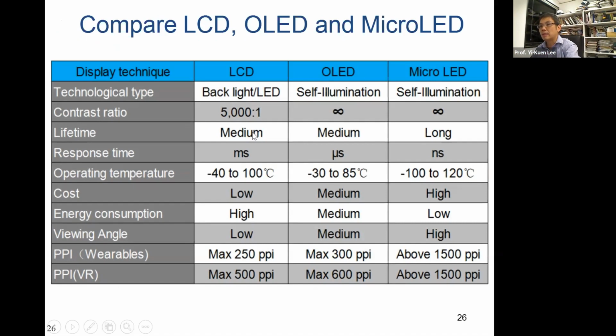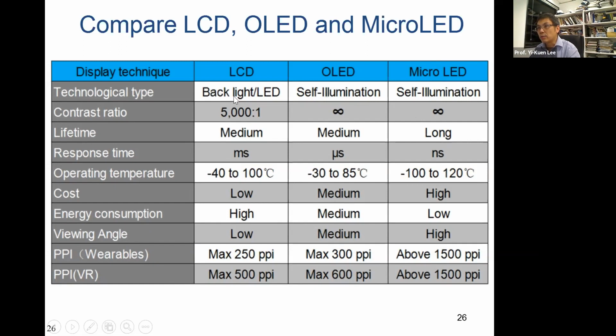So that's why many smartphone companies like Apple, in the iPhone 10, actually use OLED, self illumination. In this case, power consumption will be medium, and the contrast is good. You see, it's used for wearables and VR. Okay, so the resolution is good, right? So micro LED, why is it important? Self illumination.